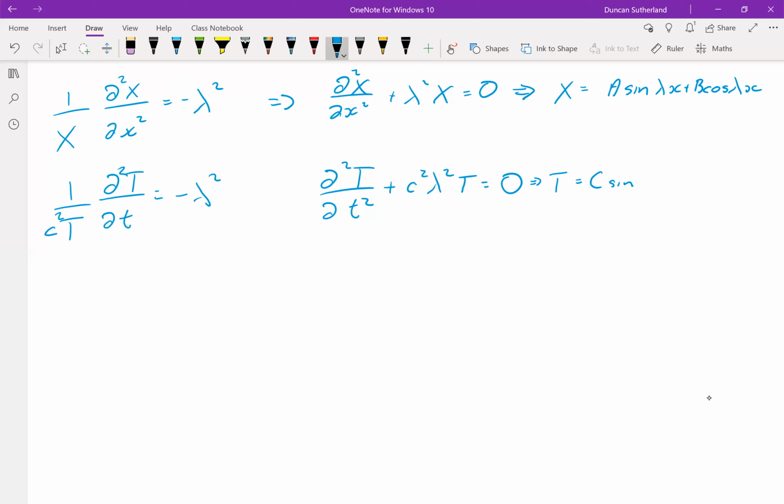C sine. Okay, so now we've got to worry about boundary and initial conditions. The initial conditions just give us stuff about C and D. That's going to come later. We're going to work out lambda and A and B first, based on our boundary conditions.